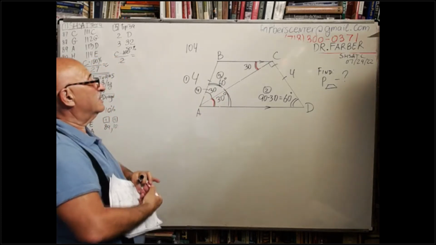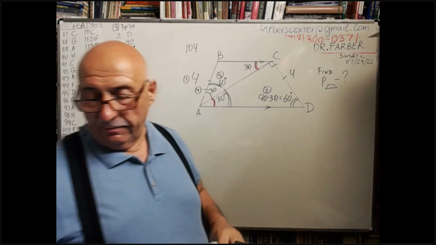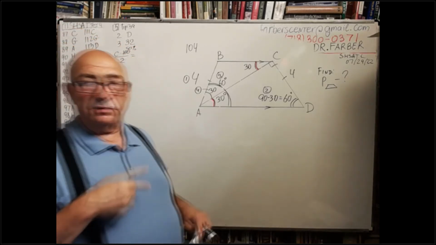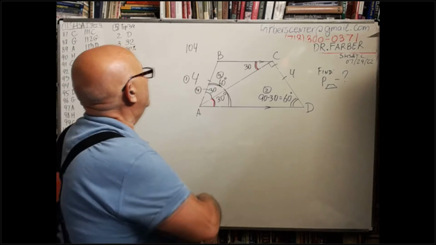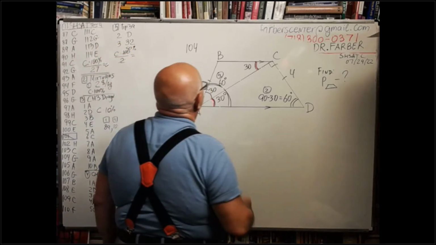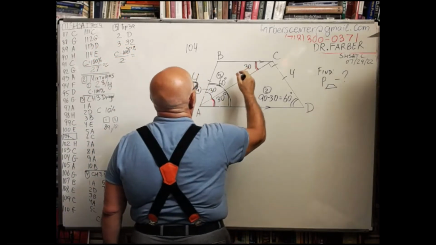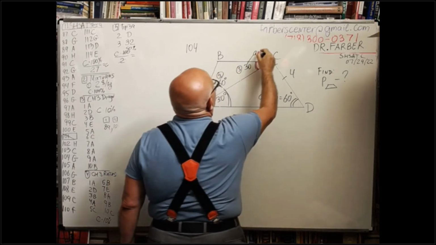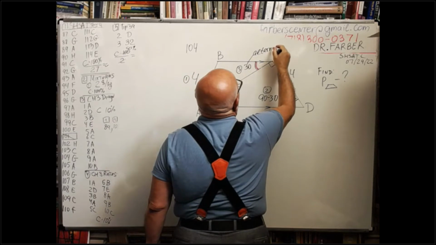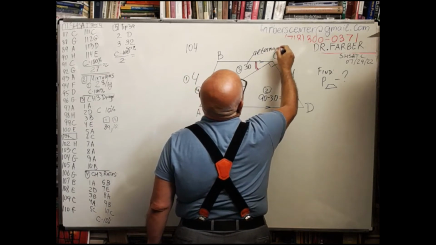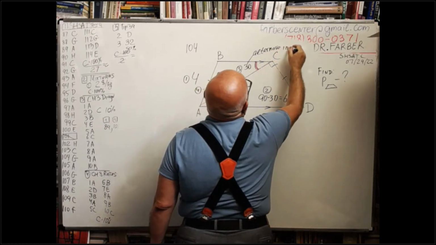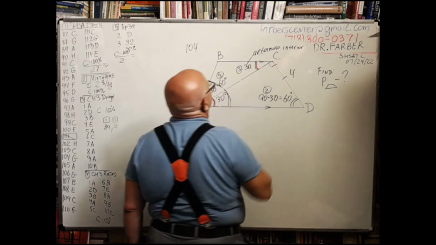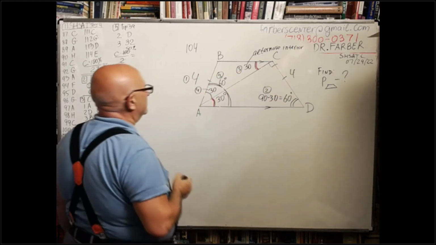Now, look at this. If we had time, I would write all these steps, but I deliberately specify the steps in order so you can trace them at home. So this is step number 5. And these are alternate interior angles with the transversal.